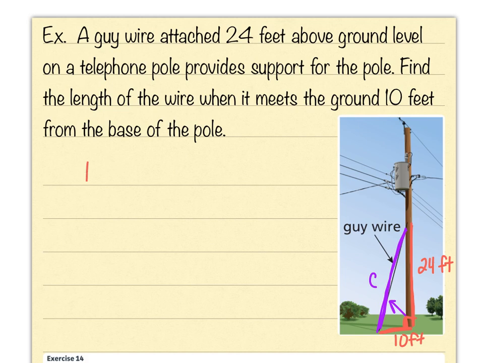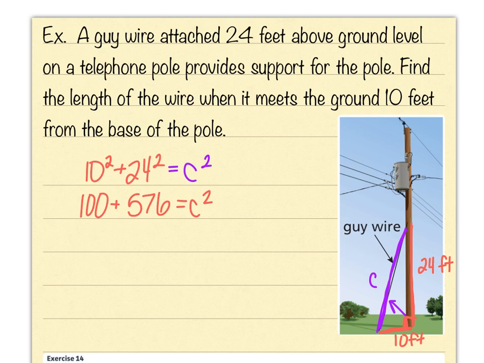So A squared, or 10 squared, plus B squared, or 24 squared, equals C squared. We don't know what C is yet, but we do know it's going to be the longest side. 10 squared is 100. 24 squared is 576. And that's equal to C squared. And then when we add those two sides together, 676 equals C squared. And then we're going to square root both sides here. We get a nice answer of 26. So that would be 26, and we're measuring in feet here. So 26 feet for C. So that would be our answer.